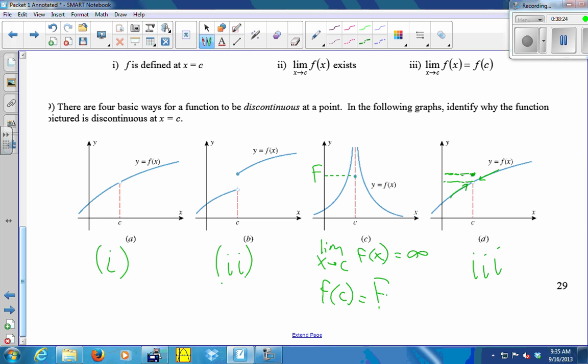So you can have a hole, you can have a jump, you can have a vertical asymptote, or you can have a hole where even though the function is defined, it's not defined at the same place the function is going.